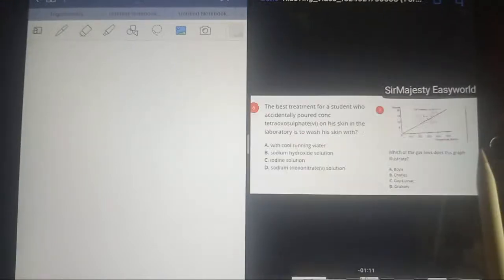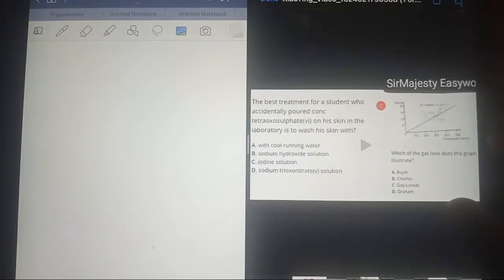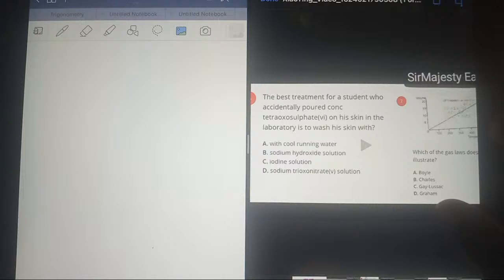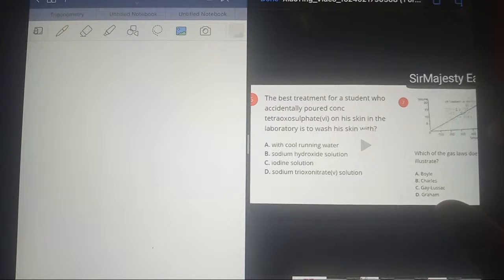Number 6 says the best treatment for a student who accidentally poured concentrated tetraoxosulfate(VI) acid on his skin in the laboratory is to wash his skin with. Please don't be tempted. As experienced as I am in the lab, I encountered, around 2011, one of my students adding water into acid. He wanted to try what will happen, and lo and behold, it splashed into his eyes directly.